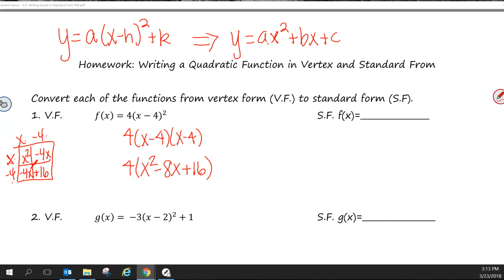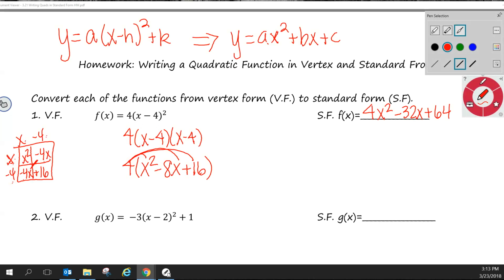Last step to get it into standard form is to distribute this 4. So this is going to be 4 times x^2, which is 4x^2. And then I've got 4 times negative 8x, which would be negative 32x. And then 4 times 16 is 64. So that's my final answer.